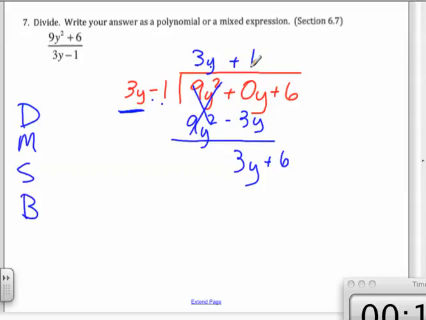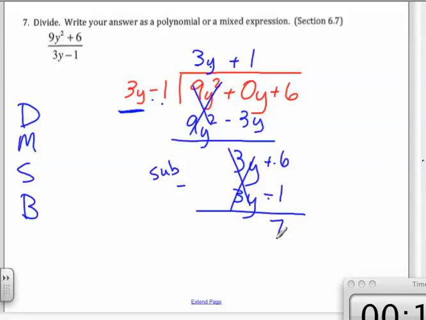1 times 3y is 3y. 1 times negative 1 is negative 1. Now I need to subtract. Remember, I can write subtraction out here. It's 3y minus 3y. That cancels, but it's negative 6 minus negative 1, which is the same as 6 plus 1 gives me 7. Now remember, it says write your answer as a polynomial or a mixed expression.